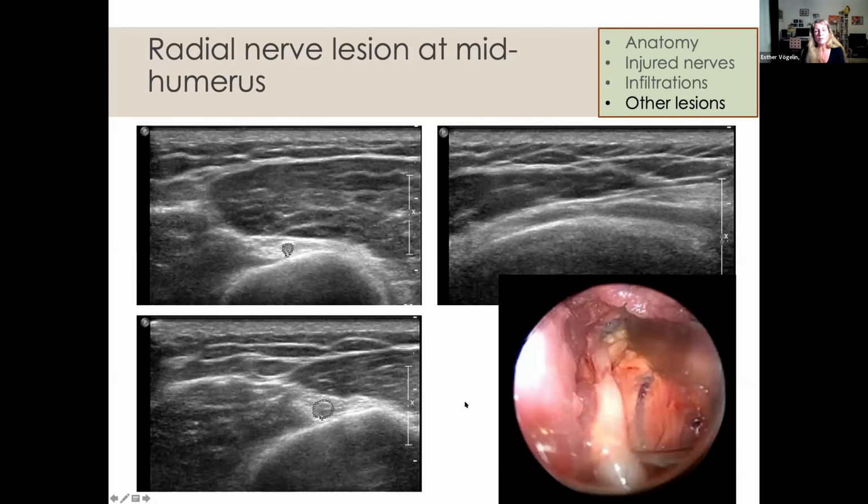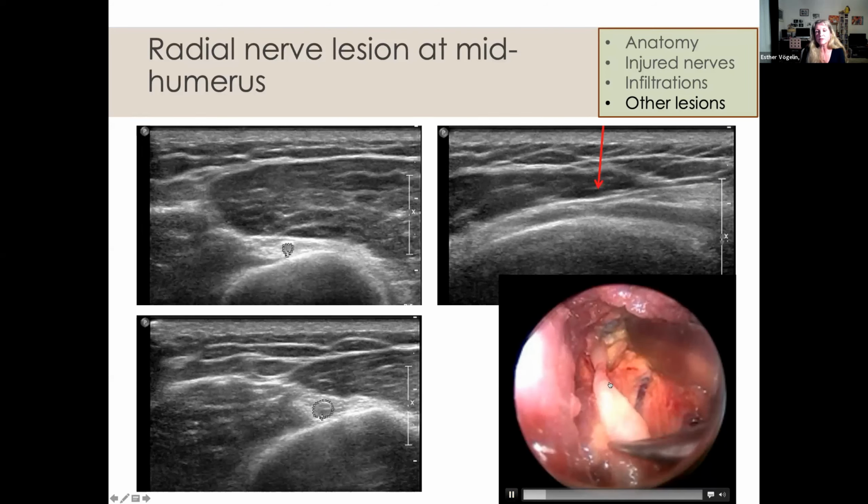Another example is the radial nerve at the humerus. You see here the humerus cross-section. You see here the cross-section of the radial nerve that is far too small. In the longitudinal section, you see here the radial nerve, and you can gather there is a little dent. And when you put the cross-section of your nerve here, you have this volume, and proximal and distal is this volume. And what we found intraoperatively was corresponding to our sonographic finding.